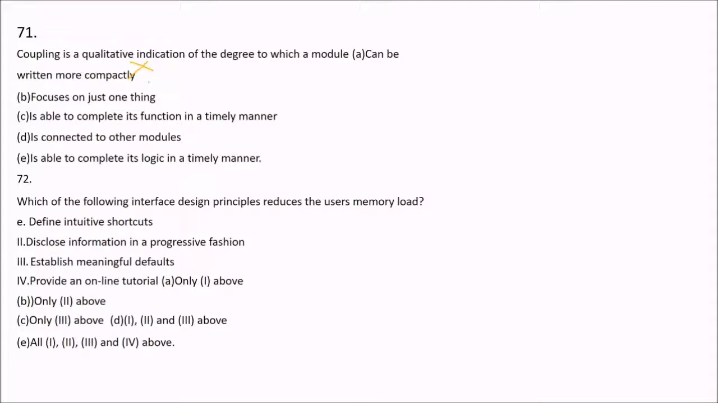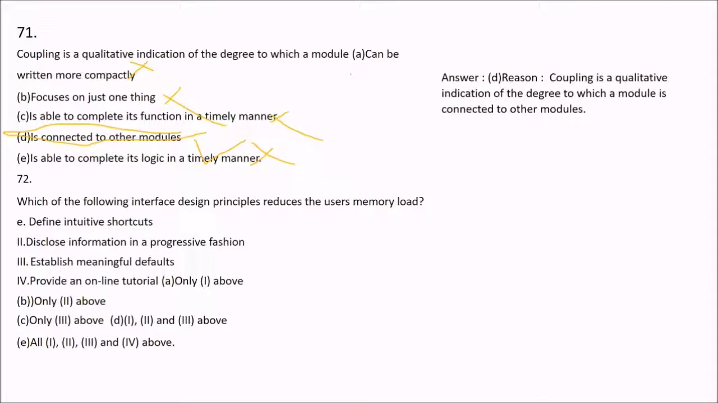71B is focuses on just one thing. No. Is able to complete its function in a timely manner. No. Is connected to other modules. Yes, this is correct. Interdependence between the modules. Is able to complete its logic in timely manner. So the answer is C. Coupling is a qualitative indication of the degree to which a module is connected to other modules.